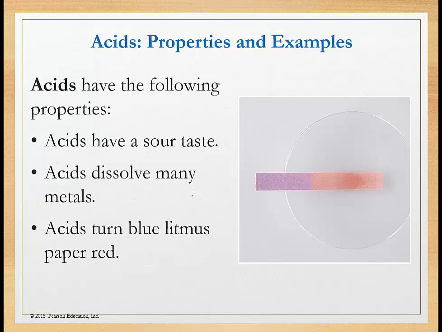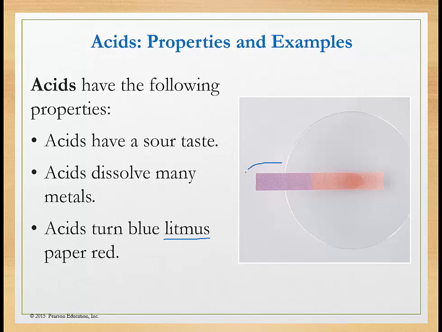So acids, what is it we know about them? Well, some general properties that they have. Acids have a sour taste. So foods that you eat or beverages that you drink that have a sour taste, that's attributed to acid. Acid dissolves many metals. And then another property that we're going to add here is that acids will turn something known as litmus to a red color.